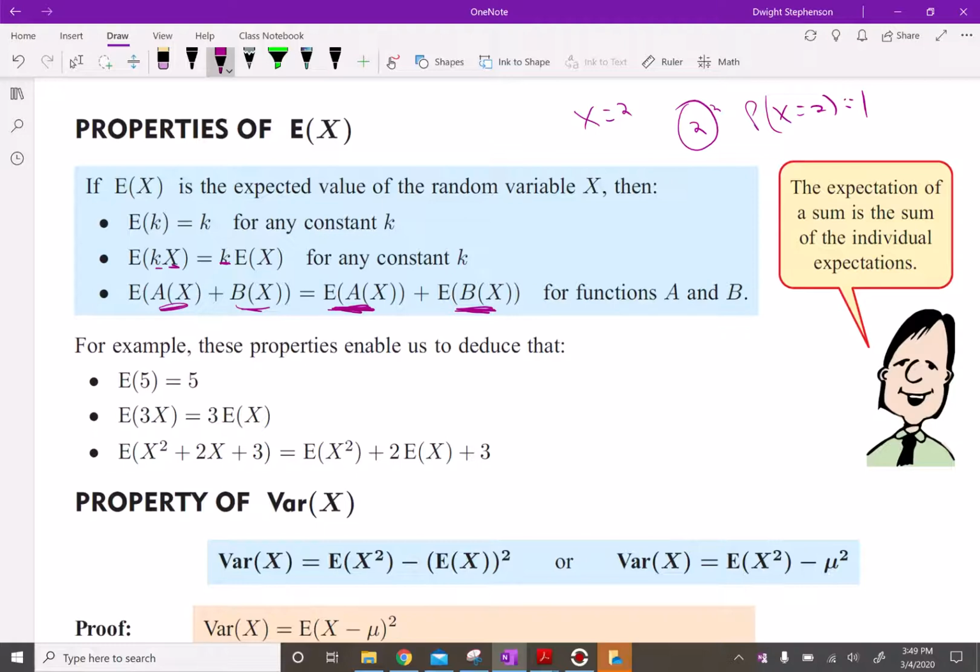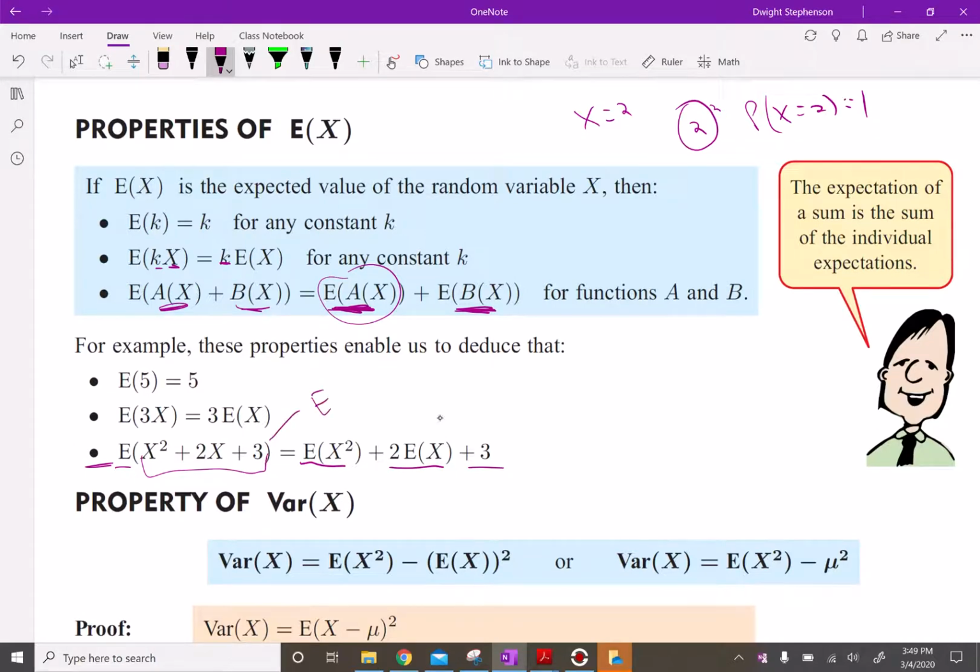So an example of what this allows us to do is, again, the first two are kind of obvious, but this third one is, let's say I had the expected value and my probability distribution looked like this. Then I could separate this into three pieces. I could just do the expected value of x squared plus 2 times the expected value of x plus 3, right? And that's just using this property directly, as well as the second property.